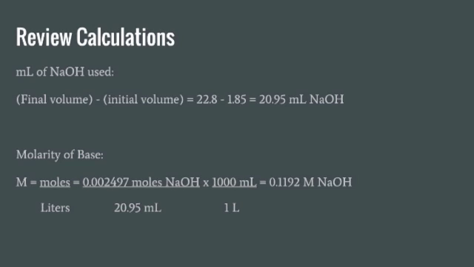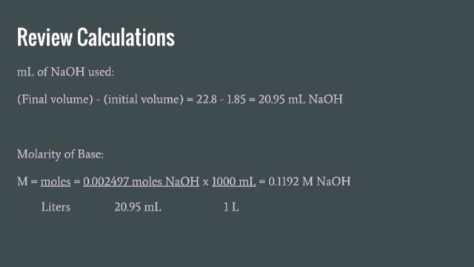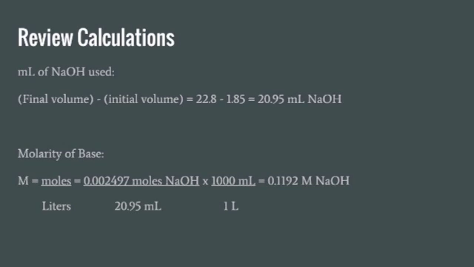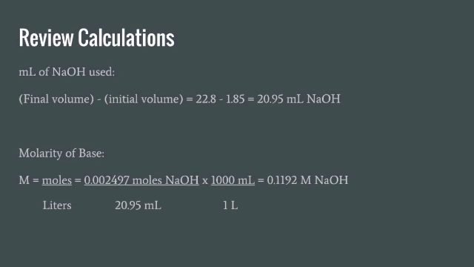And then you use that to calculate the molarity of the base, because now you have moles and you have liters, and that's what molarity is. So we put moles over liter: 0.002497 moles NaOH from the previous calculation over 20.95 milliliters from the calculation we just did. And then we converted the milliliters to liters. There's 1,000 milliliters in 1 liter, and when we plug that in, we got 0.1192 moles per liter of NaOH. So that's the molarity, that's the concentration.